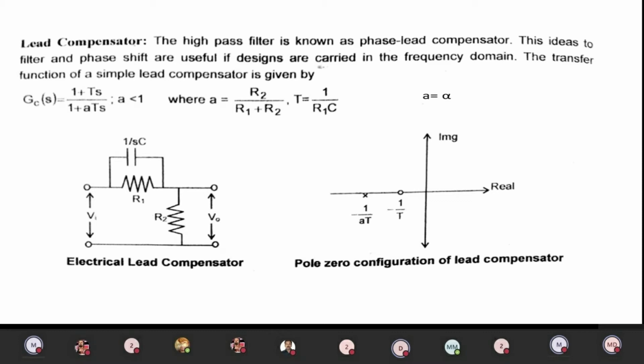So here we can see the transfer function, which is nothing but 1 plus Ts divided by 1 plus alpha into Ts. T is nothing but 1 divided by R1 into C, and alpha is nothing but R2 divided by R1 plus R2. Here the lead network has the voltage source with an RC parallel network, and across the output there is only the resistive element. The pole zero placement for the lead network is first the zero, and then the pole located in the S plane.